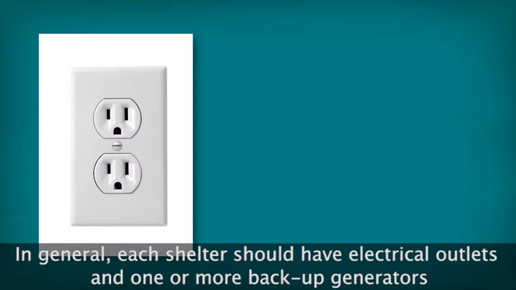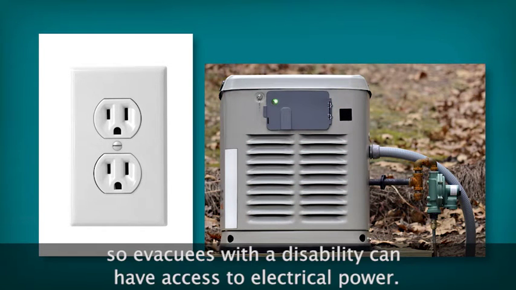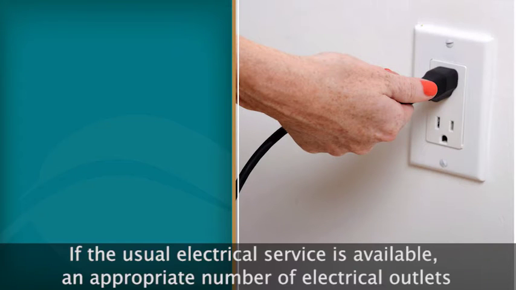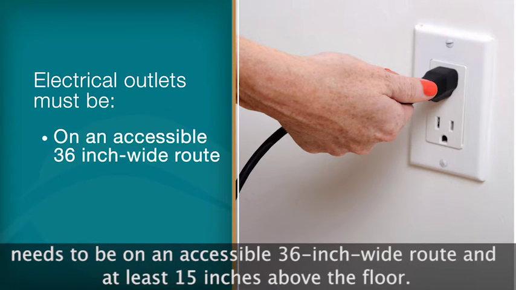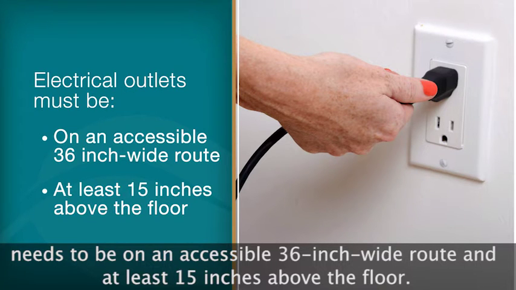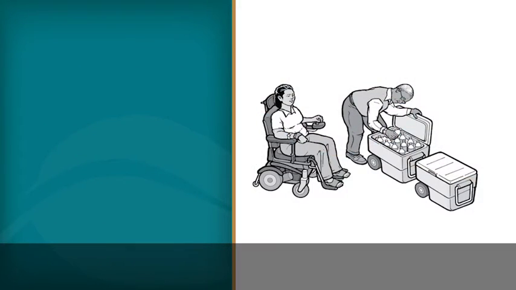In general, each shelter should have electrical outlets and one or more backup generators, so evacuees with a disability can have access to electrical power. If the usual electrical service is available, an appropriate number of electrical outlets needs to be on an accessible 36-inch wide route and at least 15 inches above the floor. If the outlets are too low, one solution is to use extension cords.